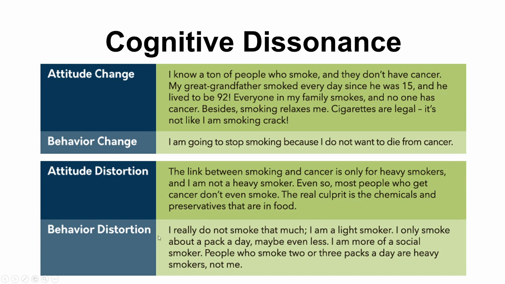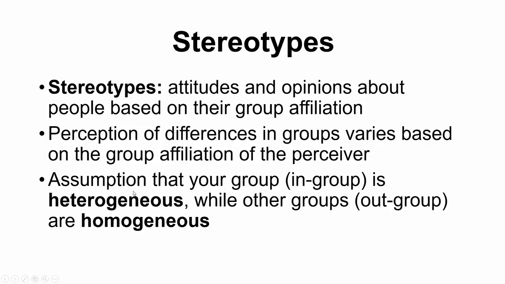For behavior distortion, you might say that I don't really smoke that much. I only smoke a couple of cigarettes a day. It's not that bad. I'm more of a social smoker. My behavior isn't that bad. So you change your perception of your own behavior. So you distort that interpretation of your behavior. So this is a much better example than mine. So this should hopefully help you clarify between changing and distorting attitudes and behaviors.